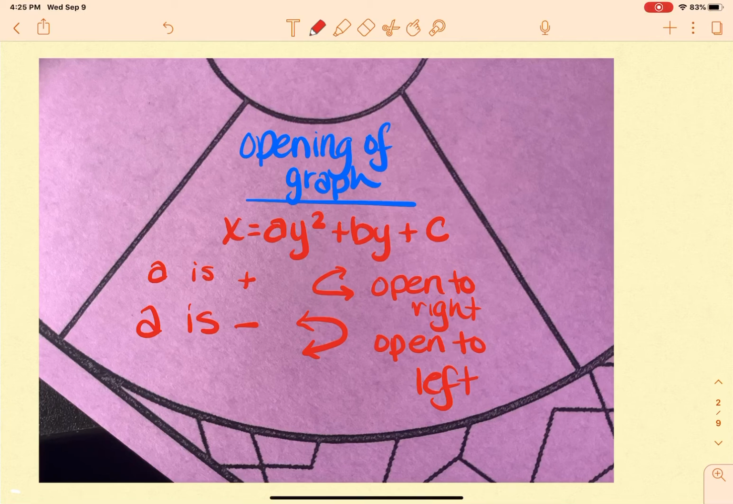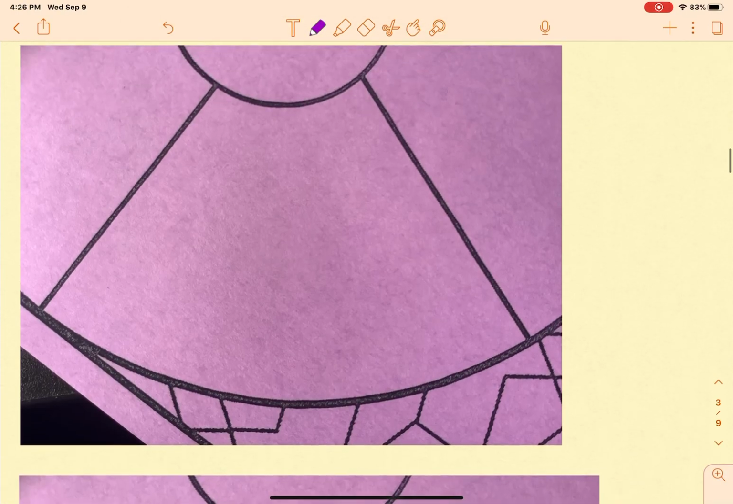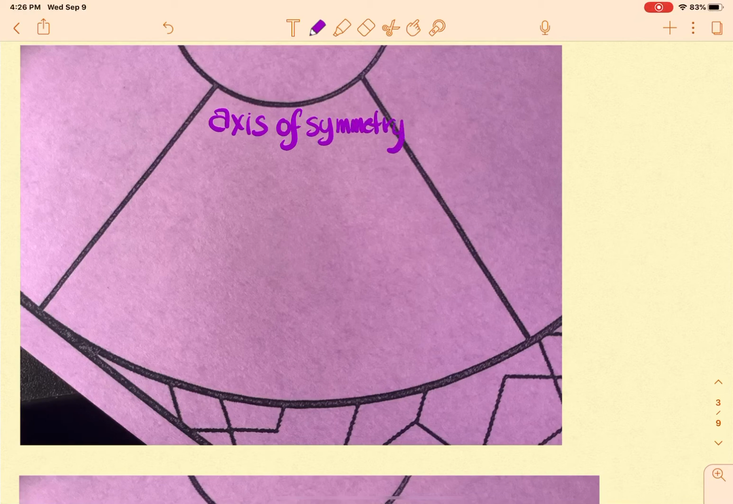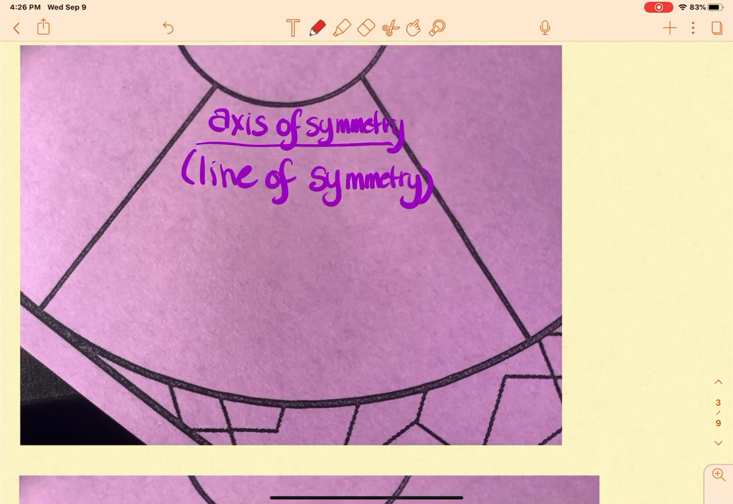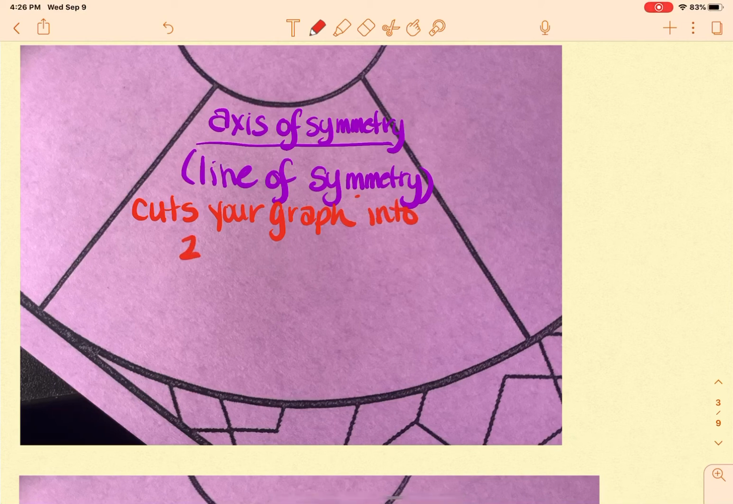Okay, one more piece about the feature here that I want to make sure that you get. In the next piece, let's talk about our axis of symmetry. So axis of symmetry, some people call it a line of symmetry. So basically, it's a line that cuts your graph into 2 mirror images.